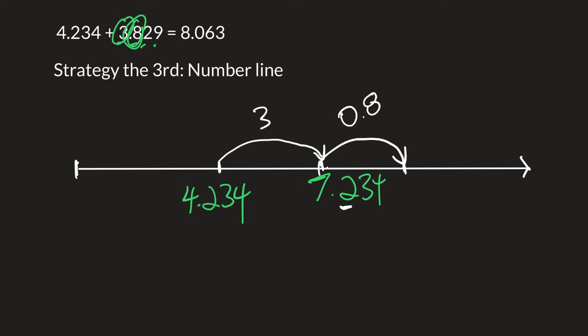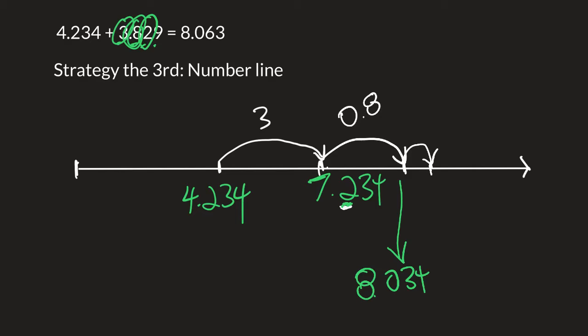So right there, we would regroup 8.034. Now, what's the next step? We're going to add 2 hundredths. It's going to be a small jump to right there.